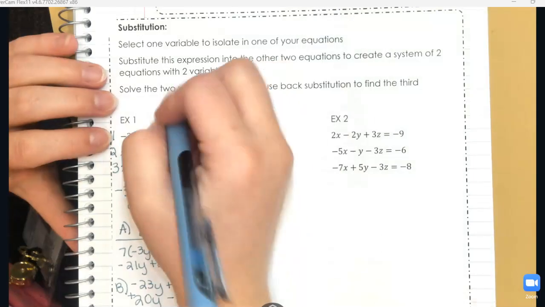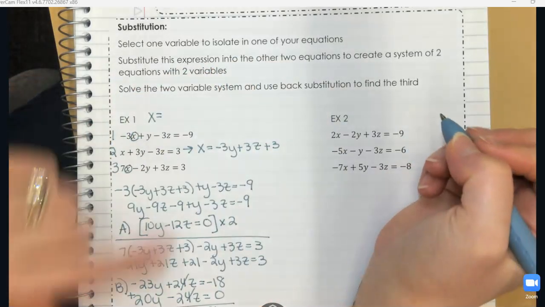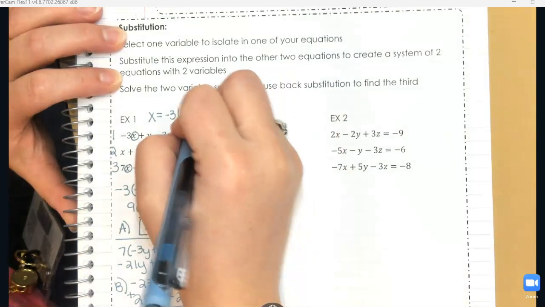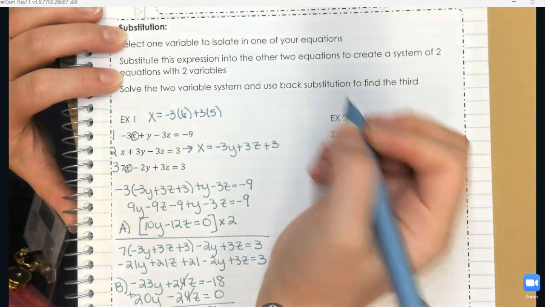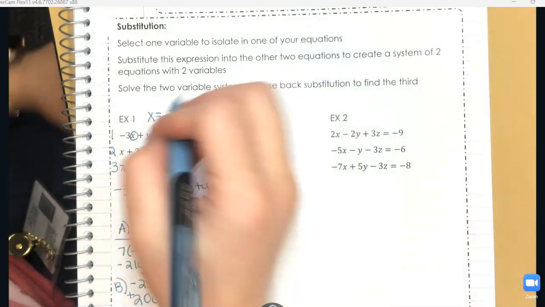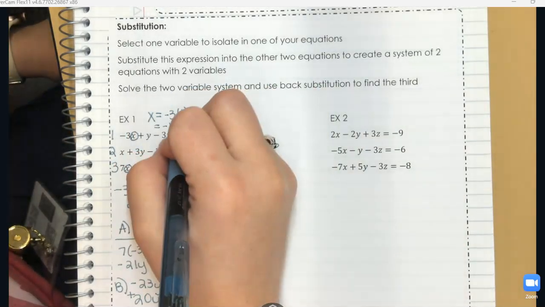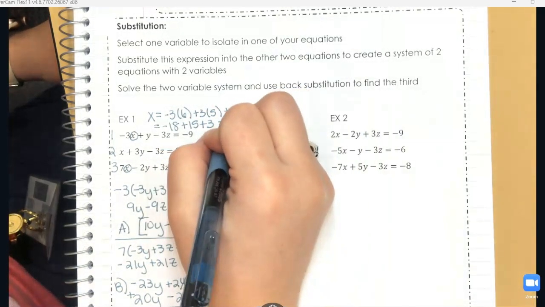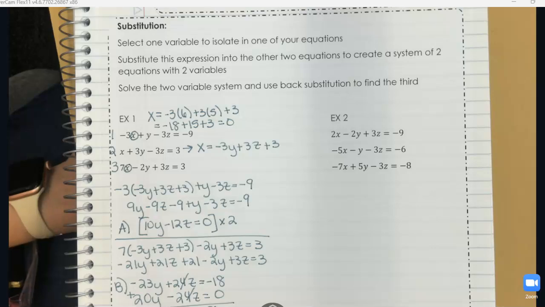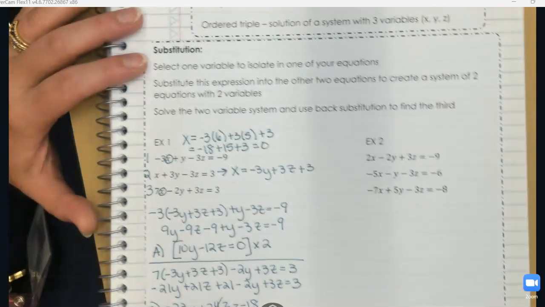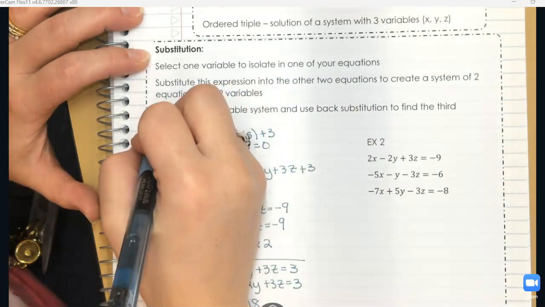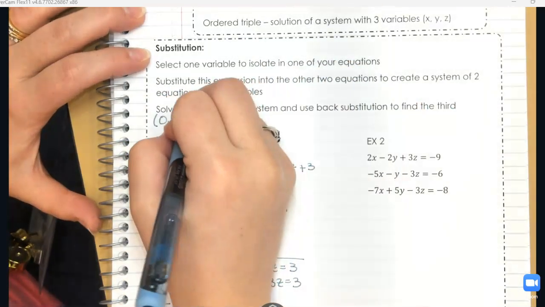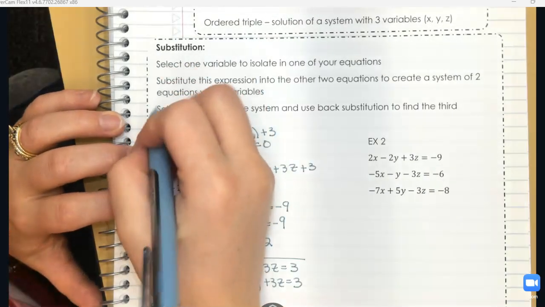So way back up here, I know that x is equal to negative 3 times y, which we found to be 6, plus 3 times z, which we found to be 5, plus 3. So that's going to be negative 18 plus 15 plus 3. And what do you know? That all adds to 0. So we know x, we know y, we know z. We just need to give our final answer as an ordered triple. So in order, x is 0, y is 6, and z is 5. There is our final answer.